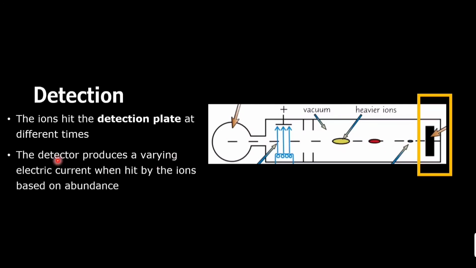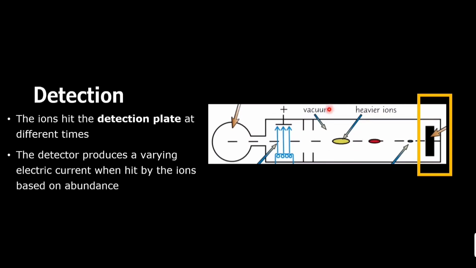The detector produces a varying electric current when hit by the ions based on their abundance. So if a larger number of one type of ion were to hit the detection plate, it would produce a larger electric current. The more of that type of ion that there is, the larger the electric current.